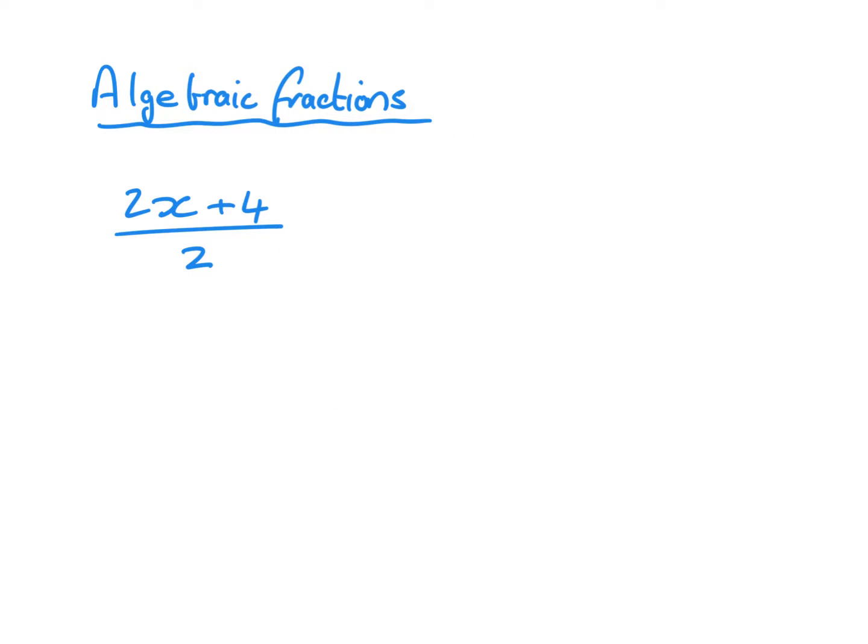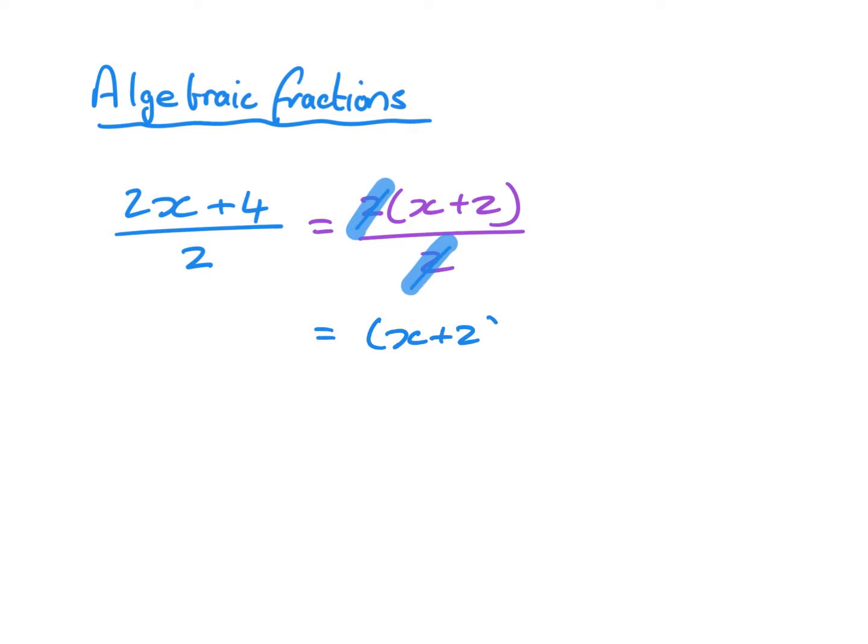So when we look at algebraic fractions, we can identify that this can be broken down into a factorized form. 2x plus 4 can be rewritten as 2 bracket x plus 2 all over 2. So 2 bracket x plus 2 is in fact 2x plus 4 factorized. Now we can look for something common to both, and we can see that the 2 there and the 2 there are common, and therefore those can be cancelled out. So we end up with x plus 2 as our answer.